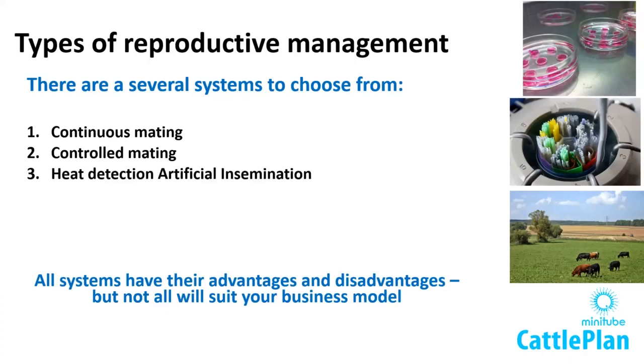After that, we have heat detection and artificial insemination. That means when you go out into the paddock and you watch your cows to see which ones come on heat, and you bring them into the yards and inseminate them with the genetics from the bull that you've chosen. After that, we have fixed time AI.